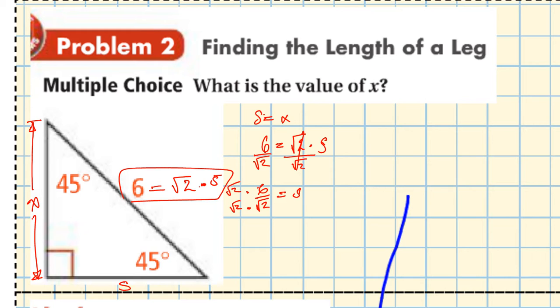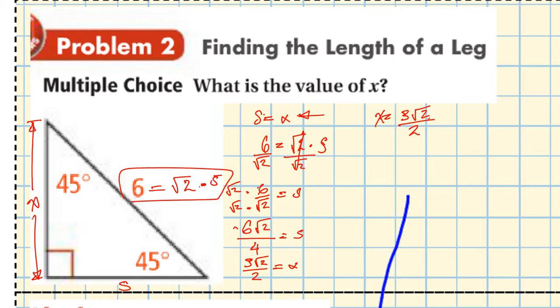Which means that on the bottom you're going to get 2, and on the top you're going to get 6 square root of 2. If we simplify that, 6 and 2 are divisible by 2. You're going to get 3 square root of 2. If we go back to the original statement, we know that s is equal to x, so the correct answer is x is equal to 3 square root of 2. And that's your final answer.